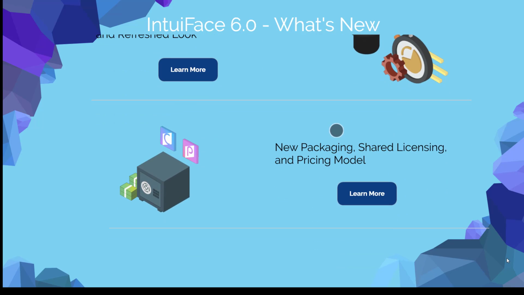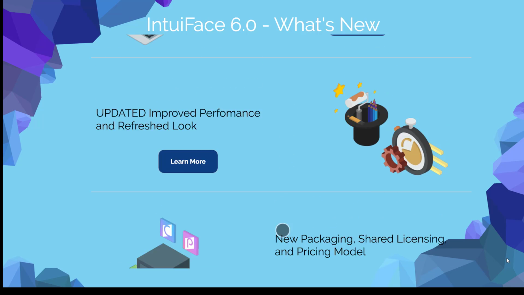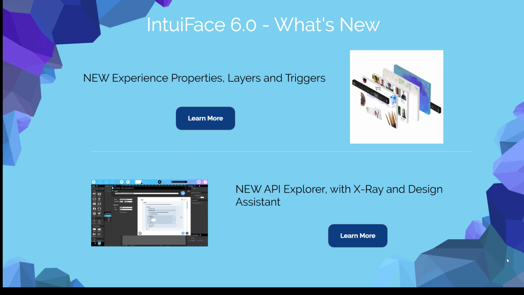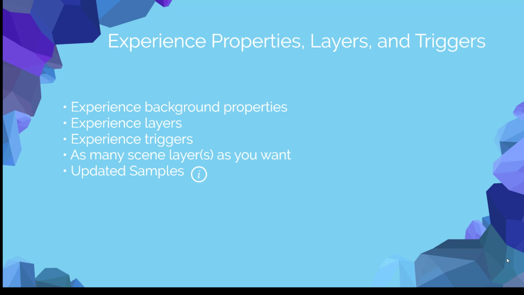And then we'll wrap things up by taking a look at a brand new packaging, shared licensing, and pricing model. It's the first change to our pricing model, major change in 5 years. So it's probably been a long time coming. Our users have evolved, right? Needs have evolved and changed, and we're moving along with it. I'll share those with you as well. First, experience properties, layers, and triggers.